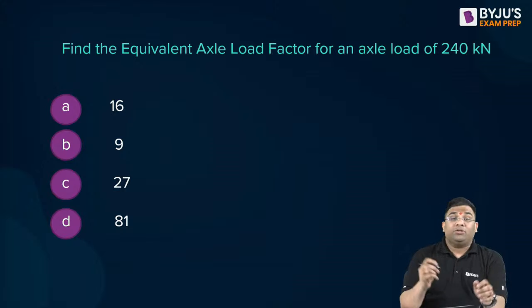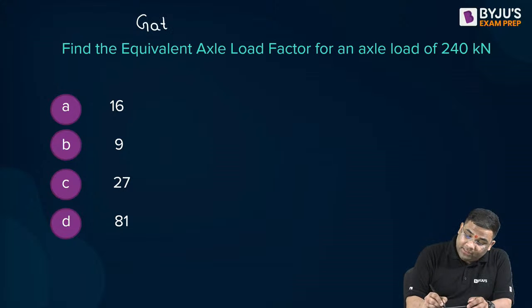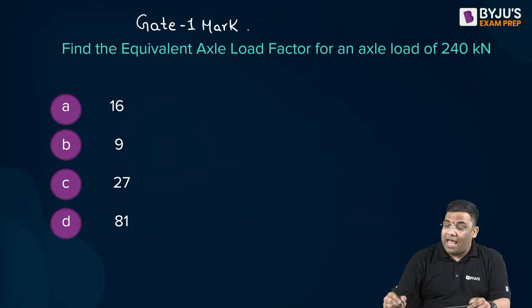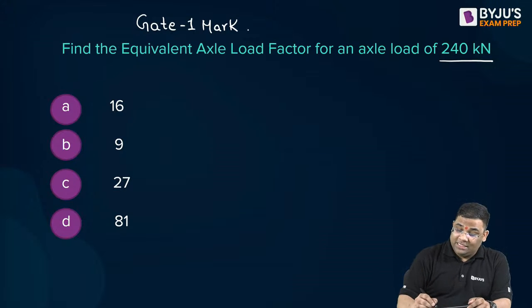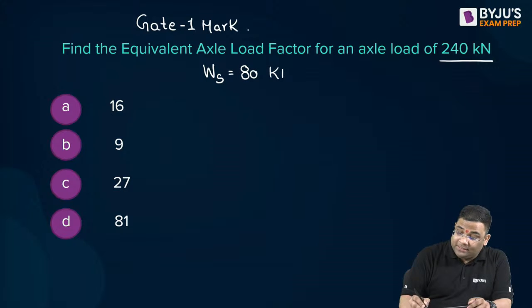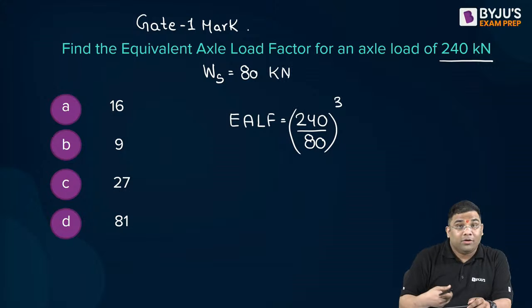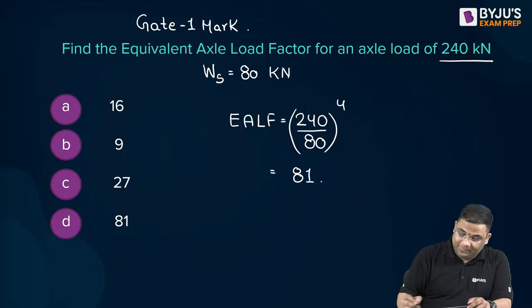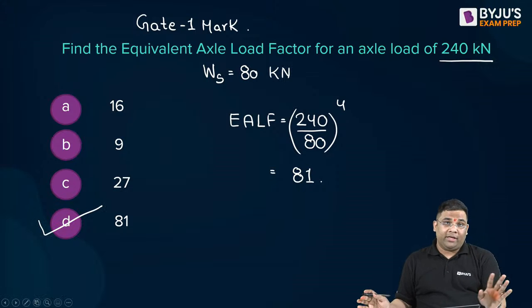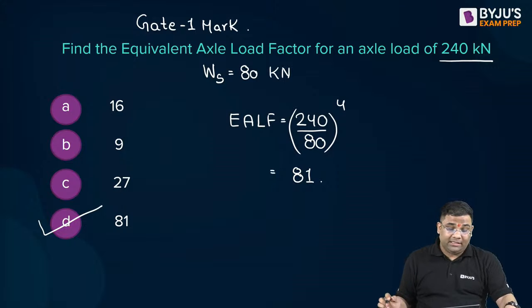Next question. This question can also be a GATE 1 mark question. Find the equivalent axle load factor for an axle load of 240. Nothing is mentioned, so I'll assume the standard axle load is 80. That's what I told. So they're asking the equivalent axle load factor. That will be 240 divided by 80 to the power 4. So giving me how much? 81, D. Understood? Very good. So this kind of 1 mark question they can ask in the examination.